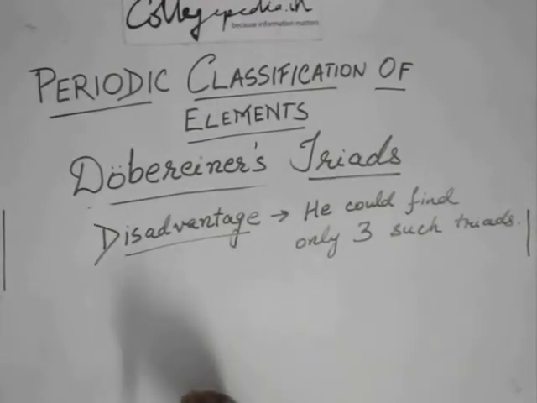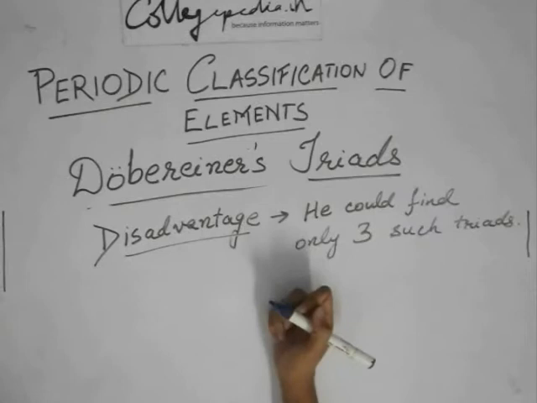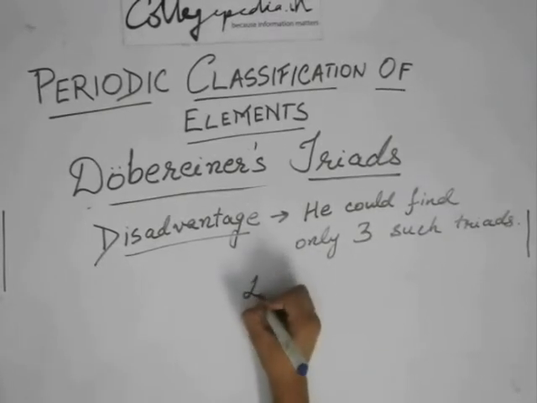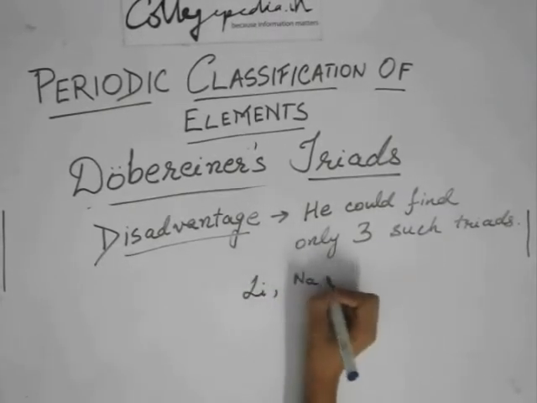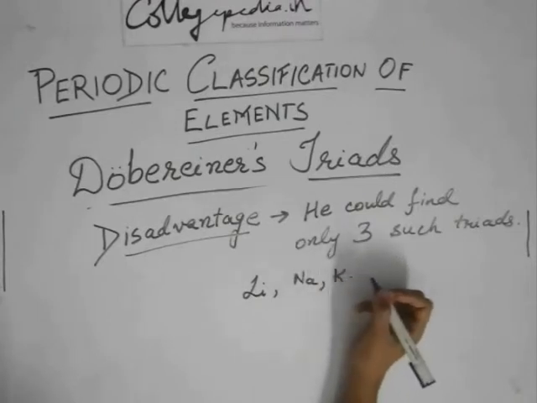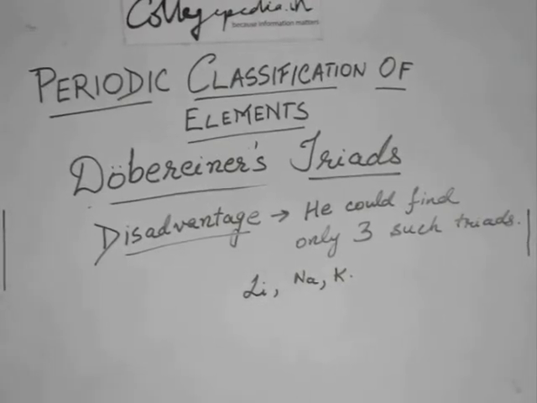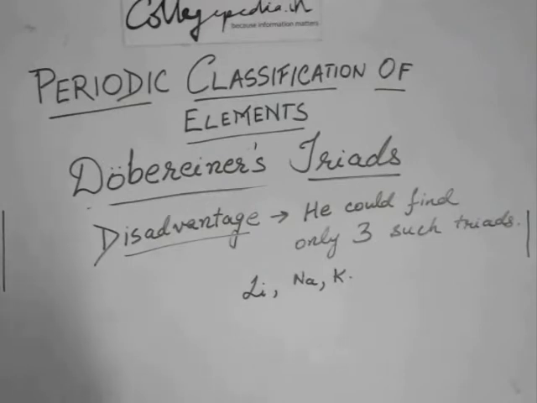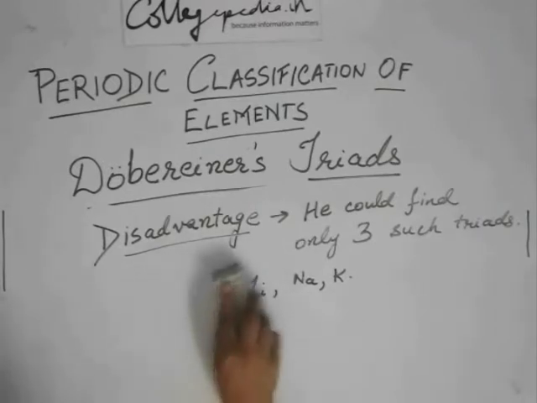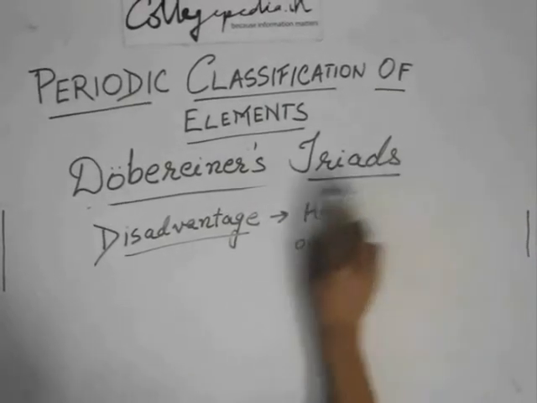And obviously they can ask you an example of Dobereiner's triad. So you can write the simplest ones: lithium, sodium, potassium. Whenever they ask you to give an example, always give the easiest example. Don't go for very complicated examples like chlorine, bromine, iodine, or calcium, strontium, barium, because then if you make a mistake, you might lose marks.